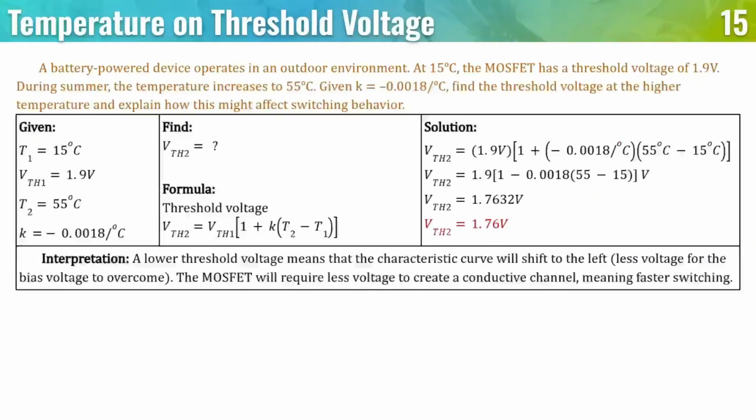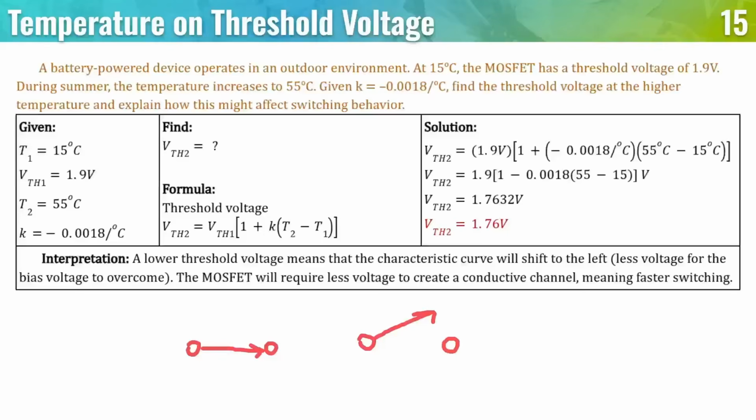So now let's focus on the interpretation part. It says, how might this affect switching behavior? So if you're unfamiliar with the term switching behavior, just think of the word switch. So remember, in the ideal diode, if it is forward biased, it is an on switch, so the current can flow. If it is an open switch or the diode is off, the current will not be able to flow.